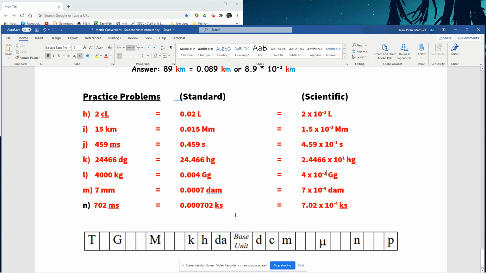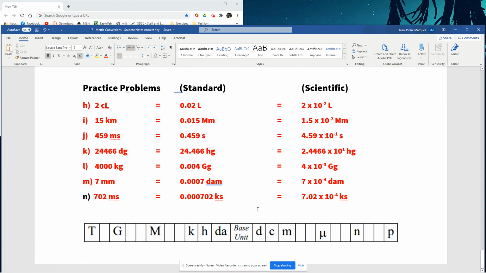How about the exponential method? Milli is to the minus 3. Kilo is to the positive 3. What is negative 3 minus positive 3? Well, that's minus 6. What's 1 over a million? Therefore, if I divide 702 by a million, I get this answer here. And so it works.